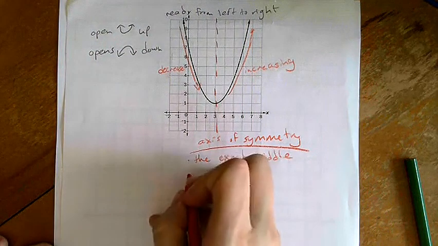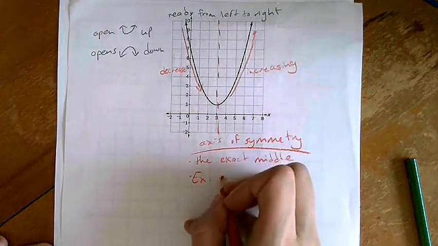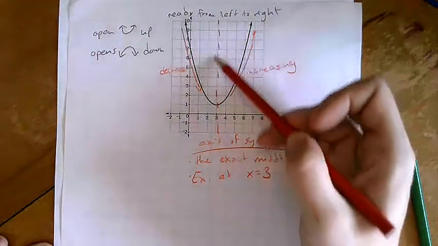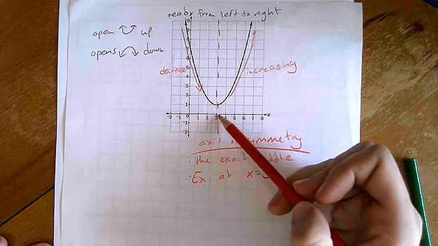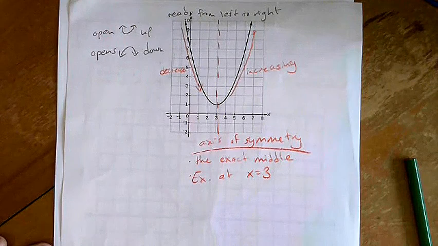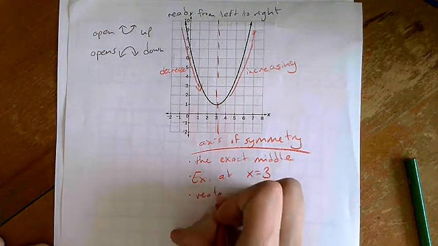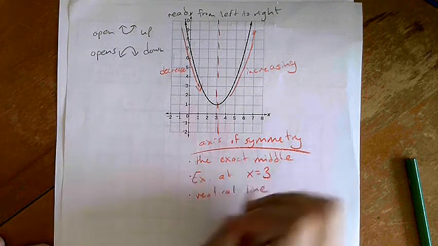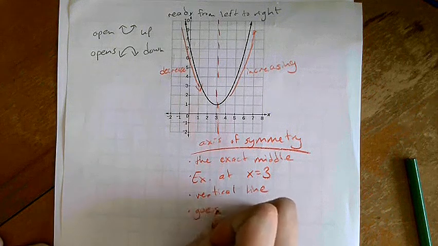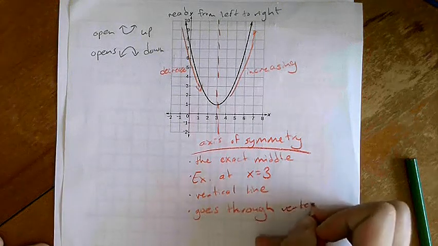In this case, this one actually has an axis of symmetry at the line x equals 3. If we think way back, this vertical line here touches the x-axis at 3. So the axis of symmetry for this quadratic is at x equals 3. This is, like I said, a vertical line. And it's important to note that this goes through the vertex.